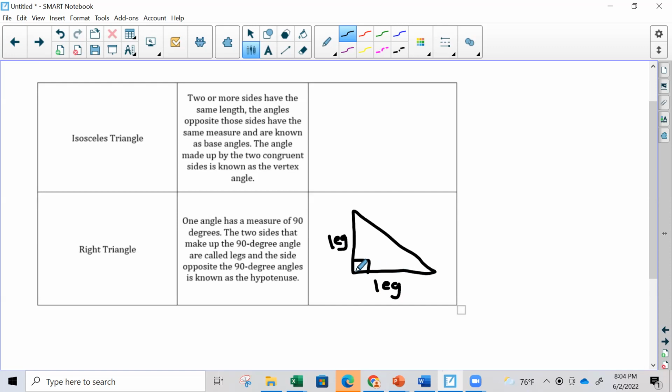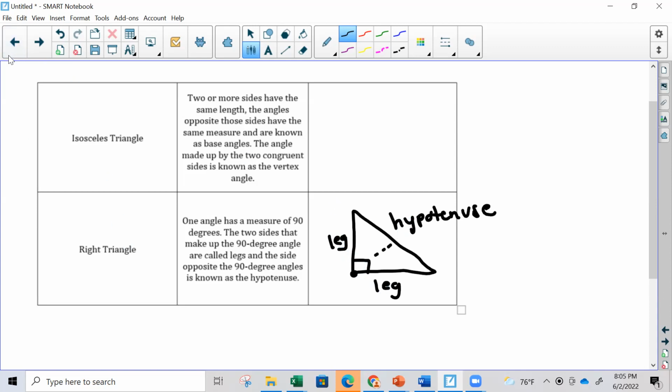They're the two sides that touch to create the 90. And then the side that's across from the 90 degrees is called the hypotenuse. The hypotenuse is always the longest side of a right triangle. The legs could be equal, they may not be, but the hypotenuse is always a different measurement than the legs.